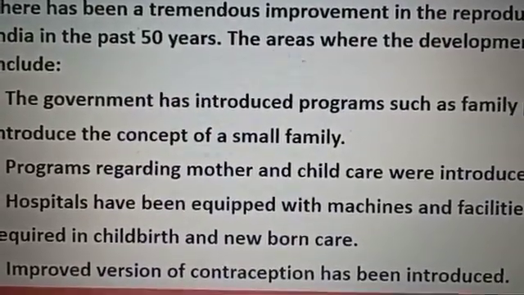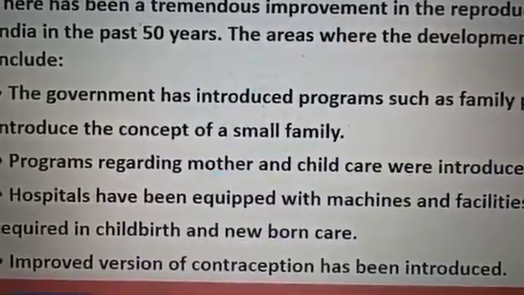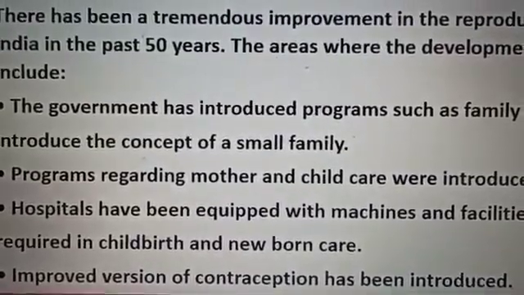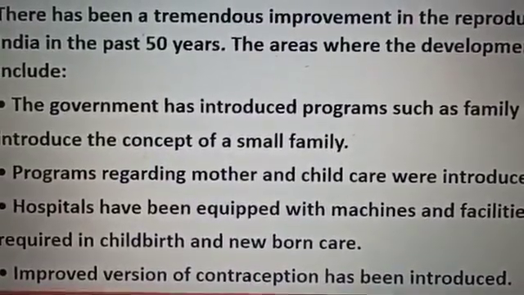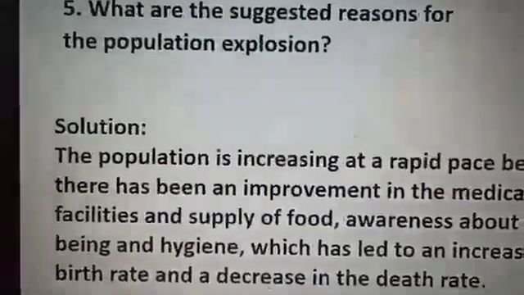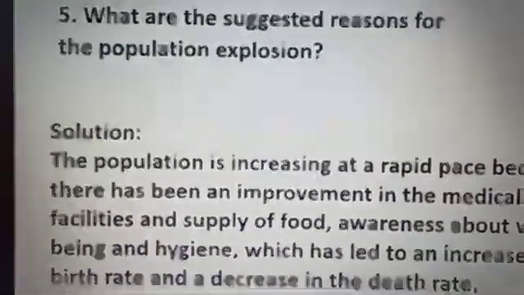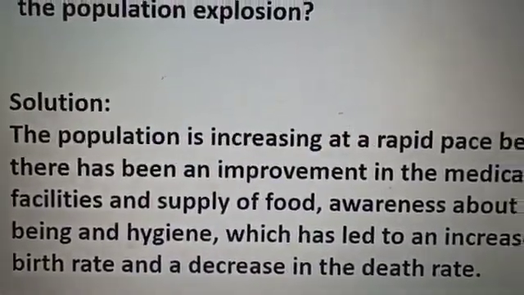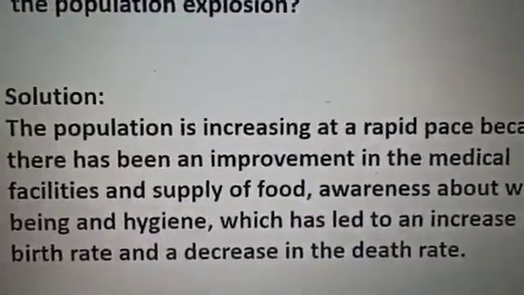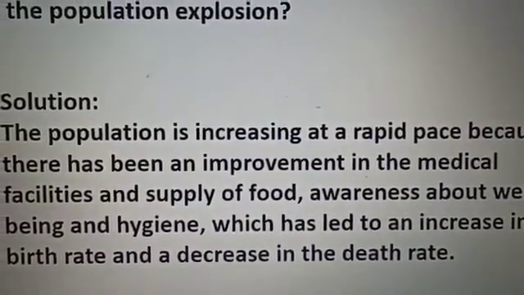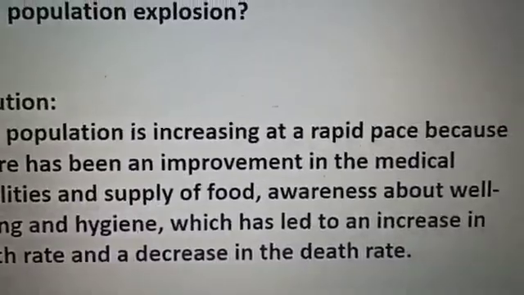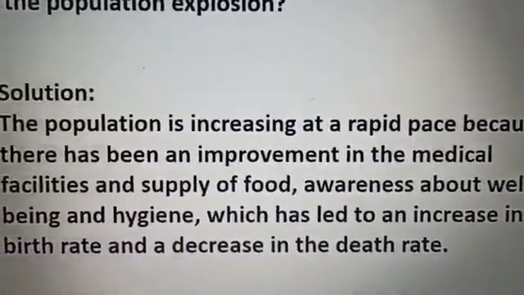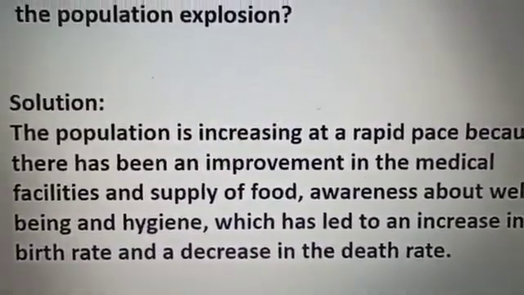Next, improved versions of contraception have been introduced, like oral pills and hormonal injections. Next is, what are the suggested reasons for the population explosion? The suggested reason is that the population is increasing at a rapid pace because there has been an improvement in the medical facilities and supply of food, awareness, well-being and hygiene, which led to the increase in the birth rate and decrease in the death rate.